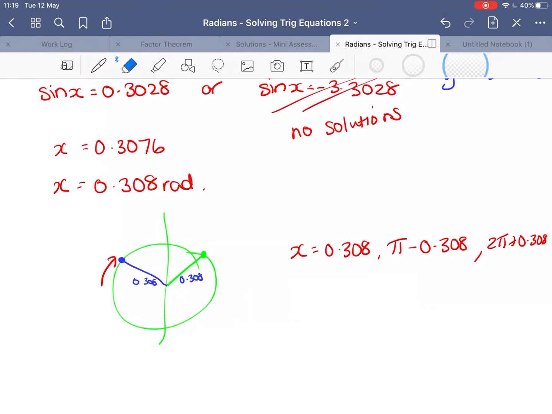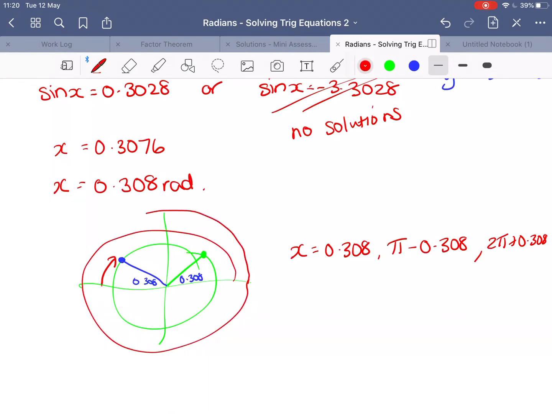So I'll just get rid of a few of these, sorry. And so if we think about 3 pi, that would involve a complete circle and another half. So we've got this final solution up here, and that's going to be 3 pi minus 0.308. So we've actually got 4 solutions to this.